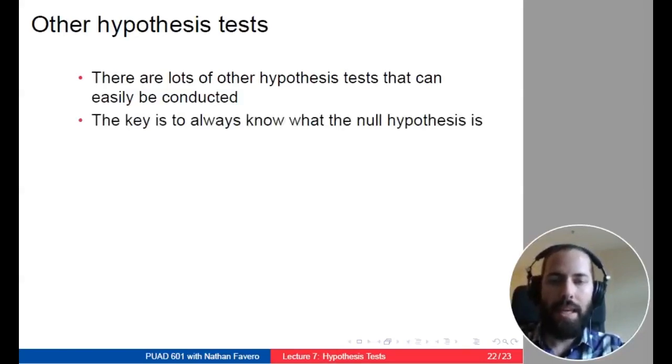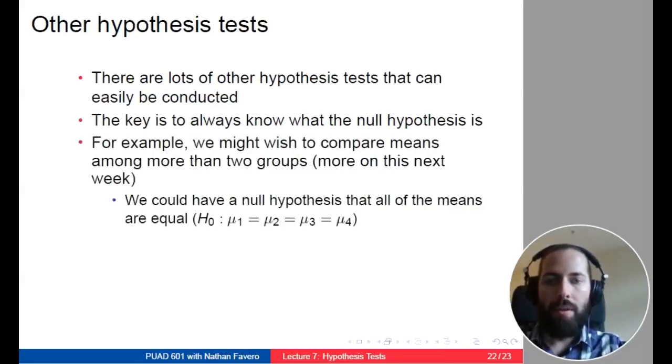The key thing to being able to interpret a hypothesis test correctly is to always know what the null hypothesis is. And then you're accumulating evidence, you're looking at the evidence to say, can I conclude that the null is wrong or not? So as long as you know what the null is, you know what you're testing. So here's an example of a bit more complex hypothesis test. We'll come back to this example in future weeks.